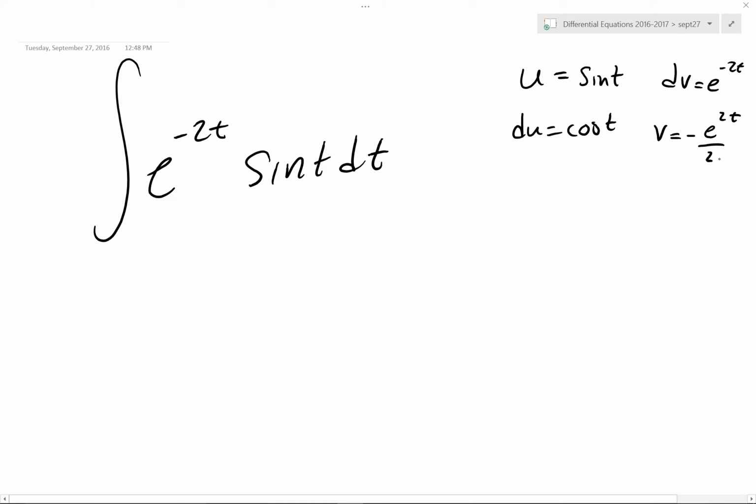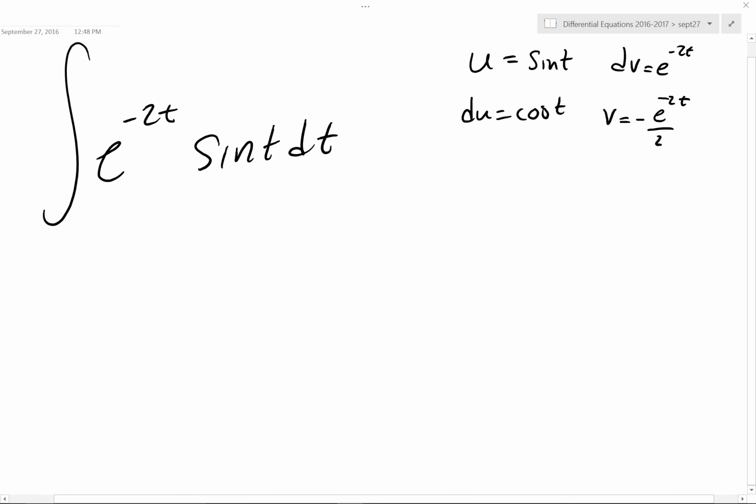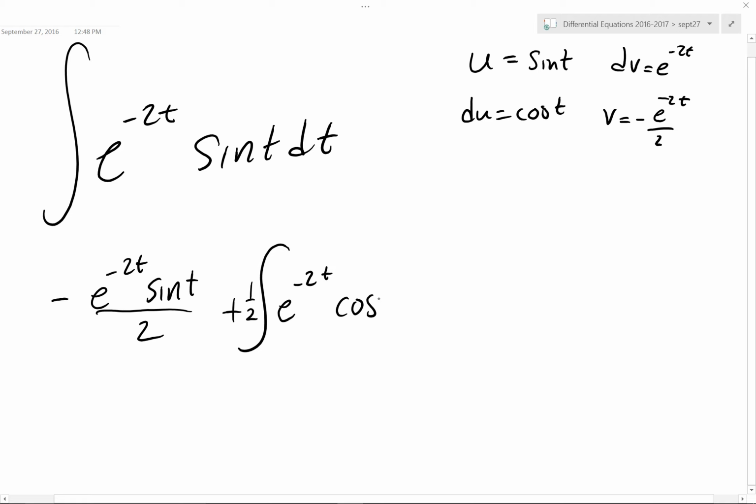The negative should still be an exponent, right? Probably would have caught that in a second. So, uv minus the integral of v du. Now what do we do? We do it again, and then you can set the equal and substitute it. Okay, that's fine. It's a little merry-go-round business.